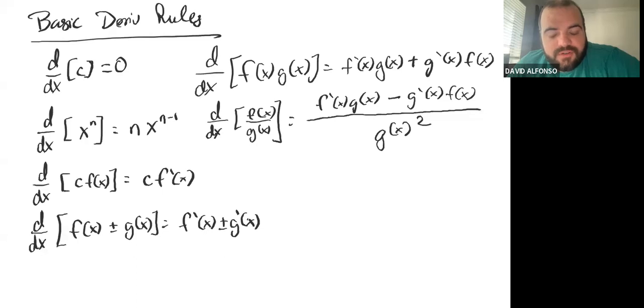Then of course, what else? You are allowed to do second derivatives, third derivatives. All that means is you just do the derivative of the function, and then you do the derivative of what you just got. Then you can keep doing the derivative of what you got.